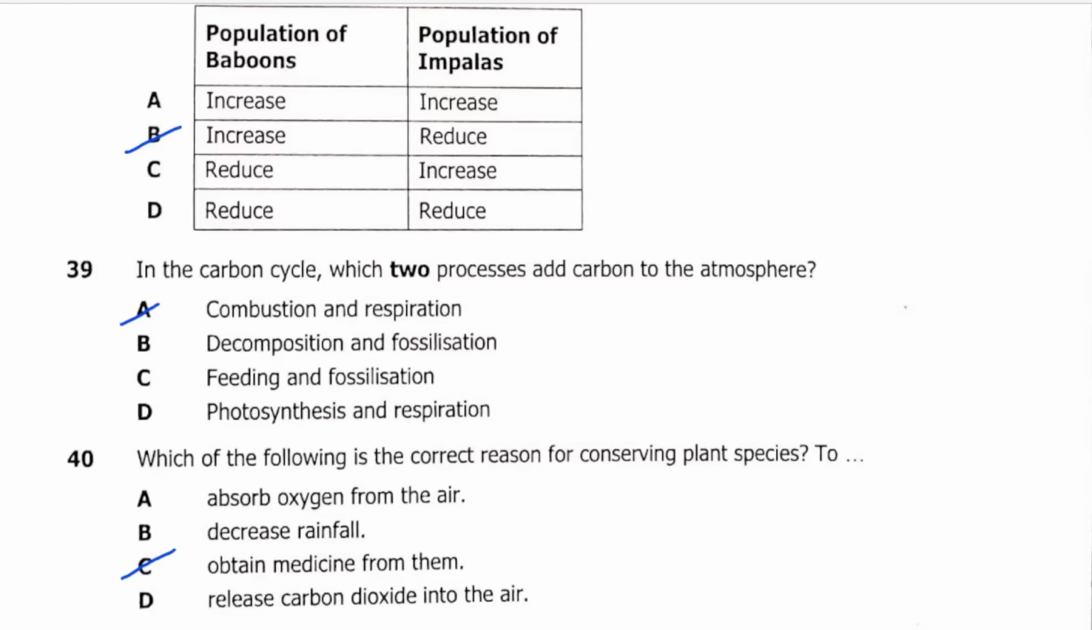So these were the solutions to paper 1 for GCE 2021.